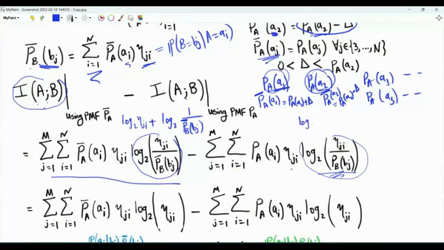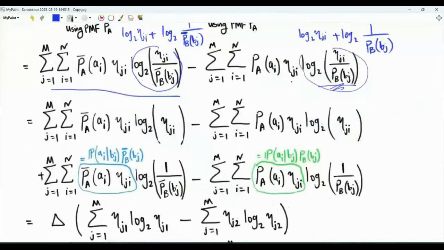We will write down this logarithm as the logarithm to the base 2 of eta ji plus log to the base 2 1 over the probability that random variable B is equal to Bj. Here we use the old PMF, or the PMF that is claimed to maximize the mutual information. We do the split. So now rather than having two terms, we have four terms. Here, this product is simply the joint probability A is equal to AI and B is equal to Bj. We can rewrite the joint probability as the probability of B given A times the probability of A.